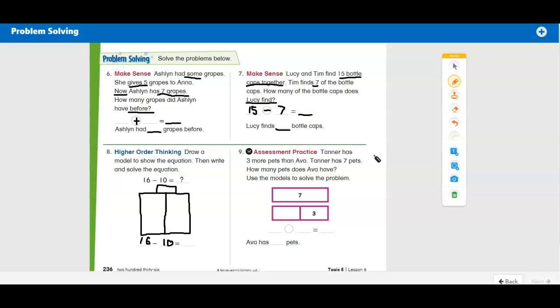And for our last problem, it says Tanner has 3 more pets than Ava. Tanner has 7 pets. How many pets does Ava have? Use the model to solve the problem. So we are missing a part of the model. What number plus 3 equals 7? Write the number that is missing in the model. Blank plus 3 equals 7.